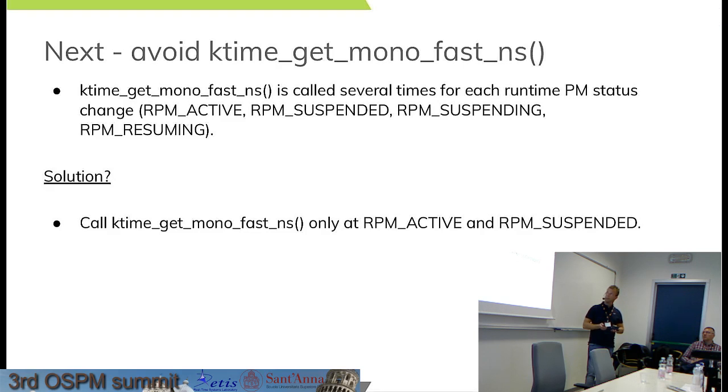So I was just touching a little bit about this. I noticed that inside the runtime PM core, there's a lot of calls being made for each and every transition that we do between these runtime PM states when we call ktime get mono. And I think we can do some optimizations in that path as well. But this is just ideas that I have, and I haven't really explored them yet. So we will have to see.